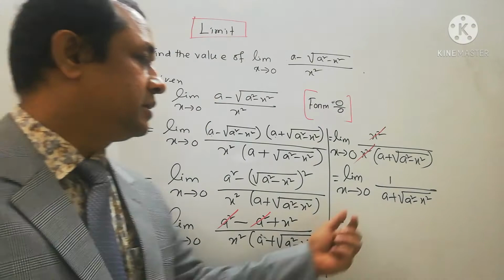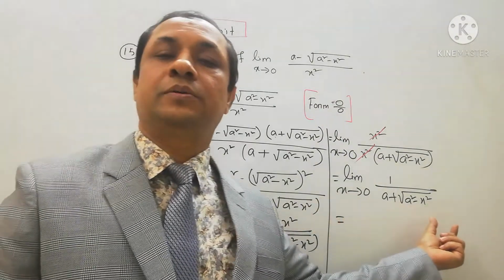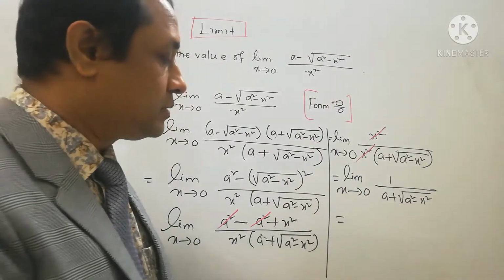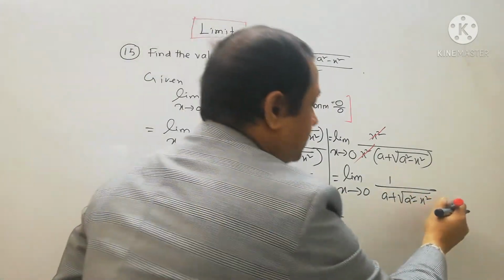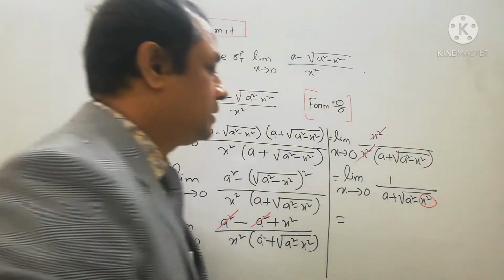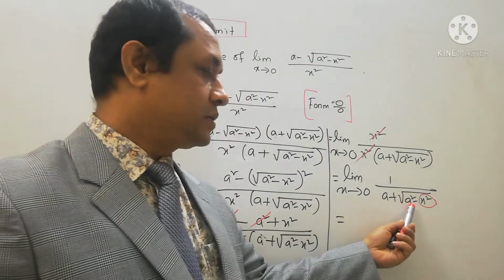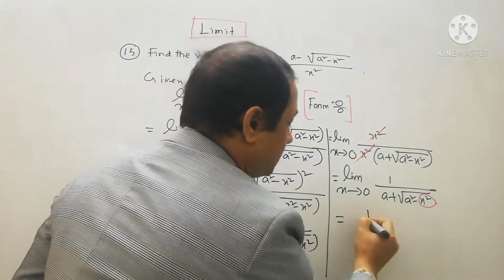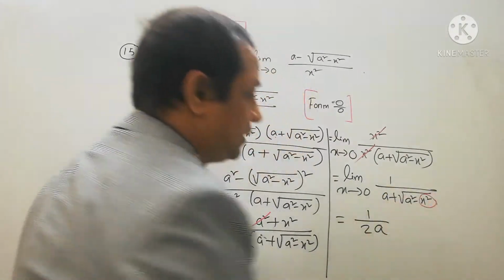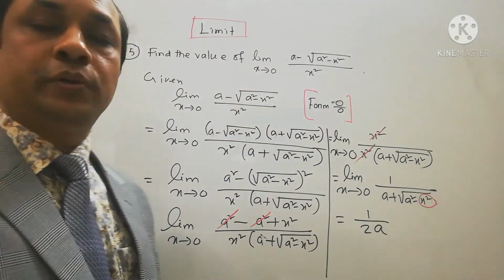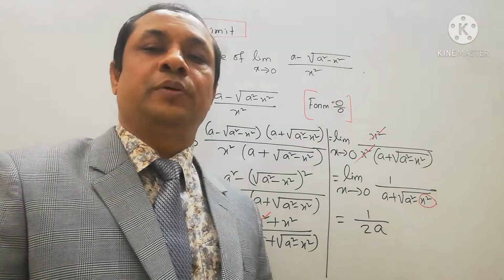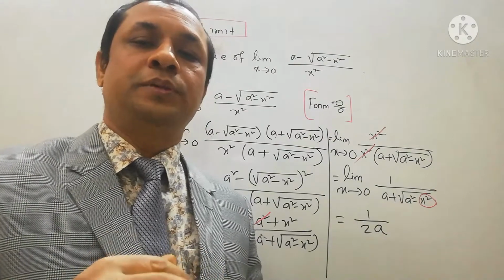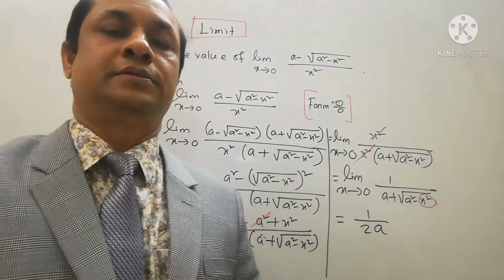So student, here putting the value of x equal to 0. So x equal to 0 means here 0. So root over a square means a. So 1 by a plus a equals 1 by 2a. So the answer will be 1 by 2a. So student, I hope that you are clear.